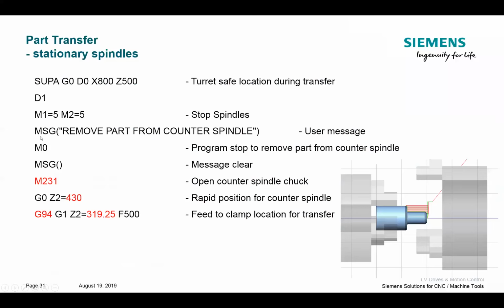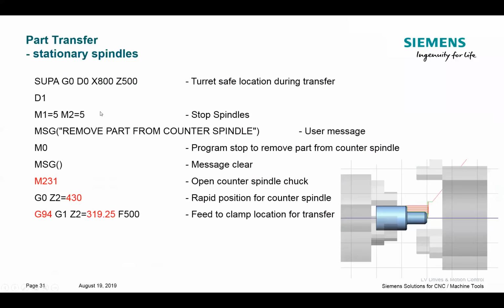And in this case, I want to throw up a simple message so the operator knows to remove the part from the counter spindle. So I'm assuming on this machine I don't have any kind of shuttle robot that's going to pull the finished part out of my sub spindle. If you do, you don't need to do this process. And then I'm just putting the machine into a program stop. This ensures that I don't try to take a spindle with a part in it and come over and shove it on top of another part.